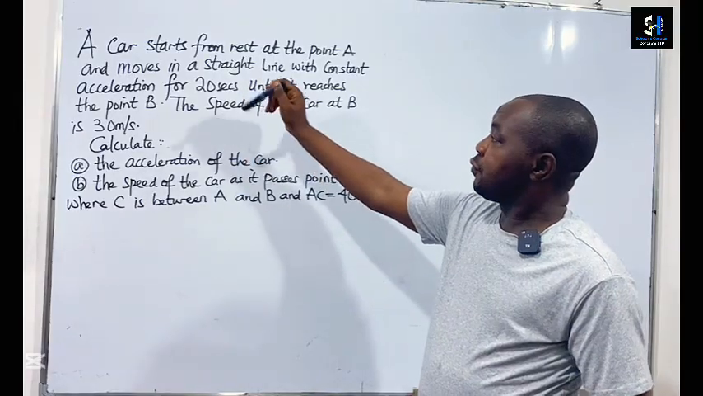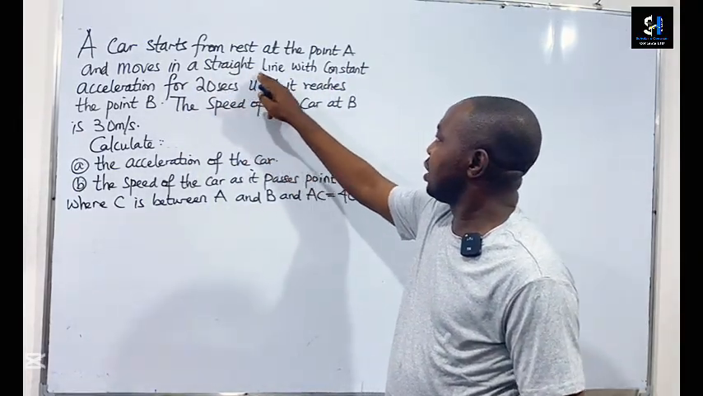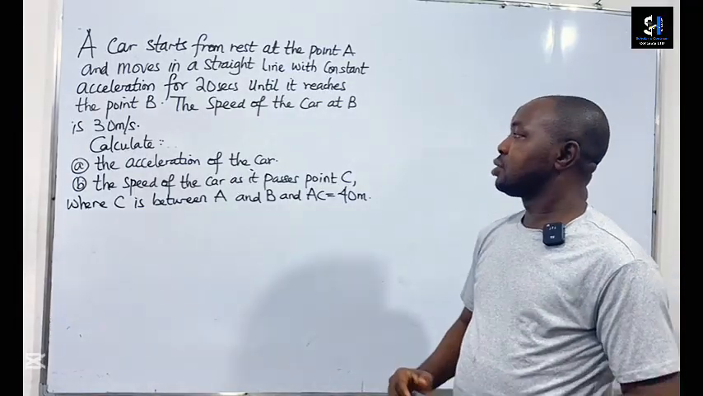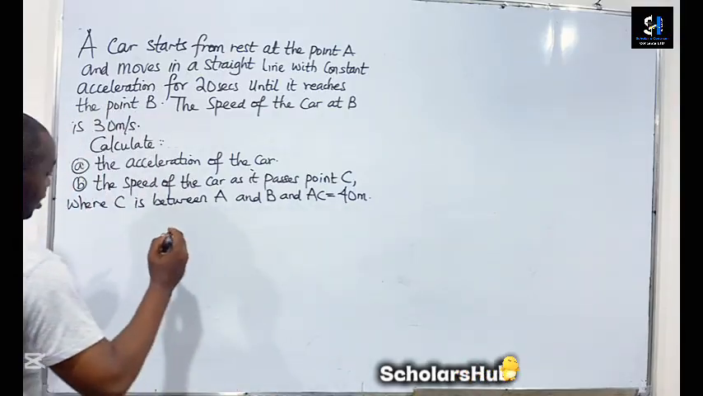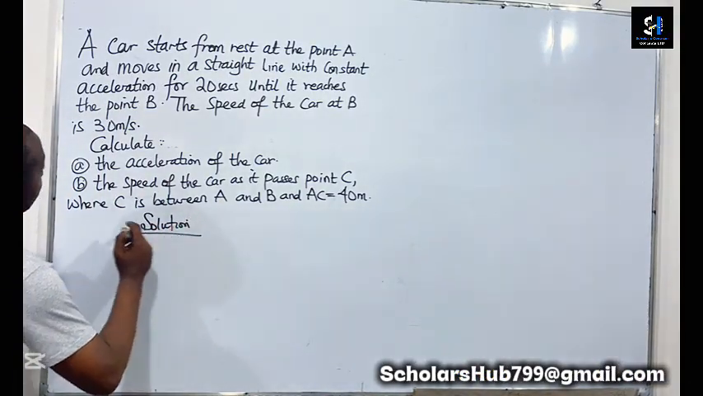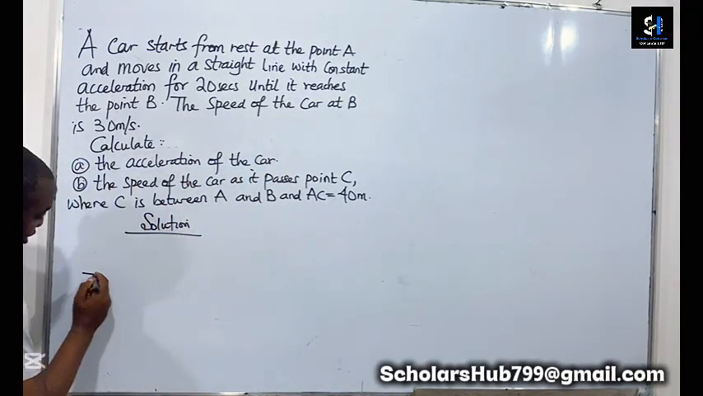A car starts from rest at the point A and moves in a straight line with constant acceleration for 20 seconds until it reaches point B. The speed of the car at B is 30 meters per second.